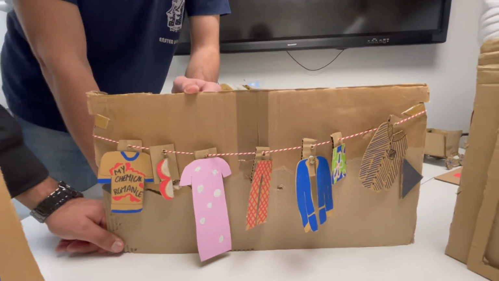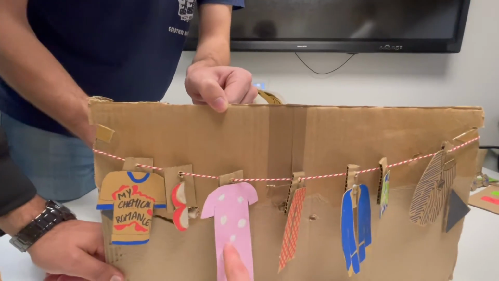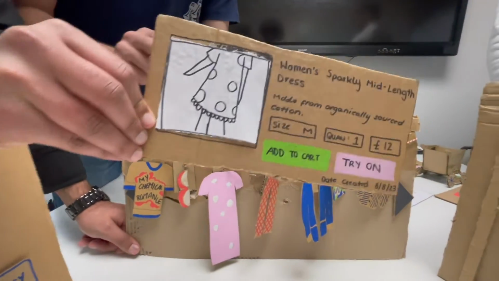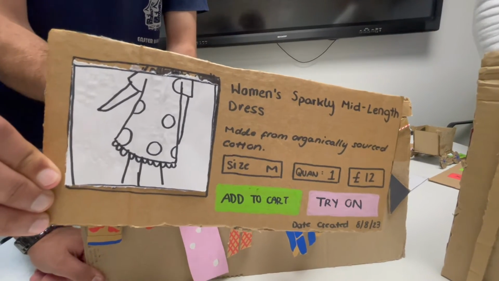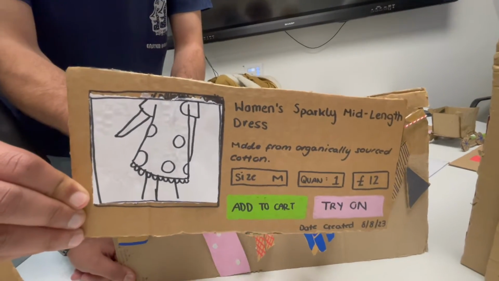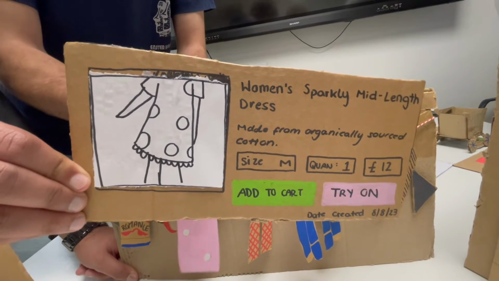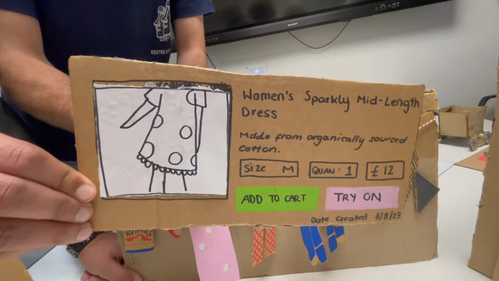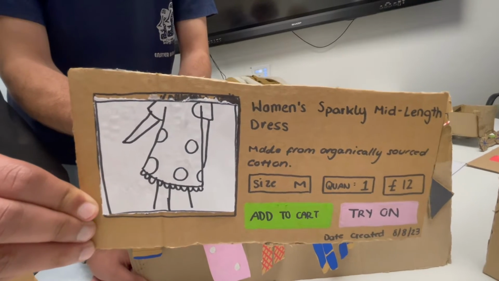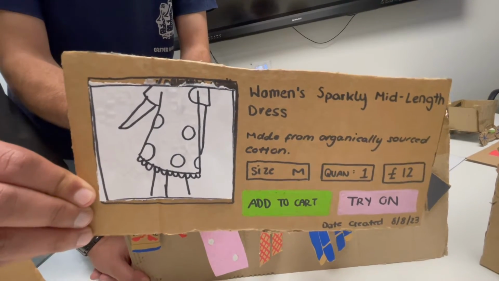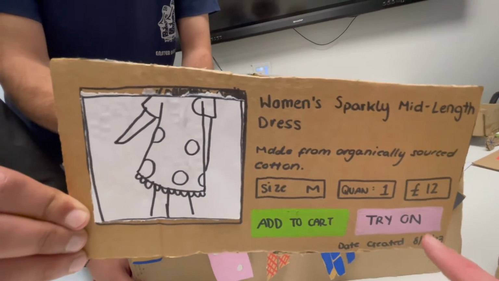The user may then pick an item, pick this dress, and they're presented with this screen, which shows the name of the item, its description, its size, quantity, price, and the date created. The user can change the size if they'd like, change the quantity, add to cart, or try on. In this case, we will try on.